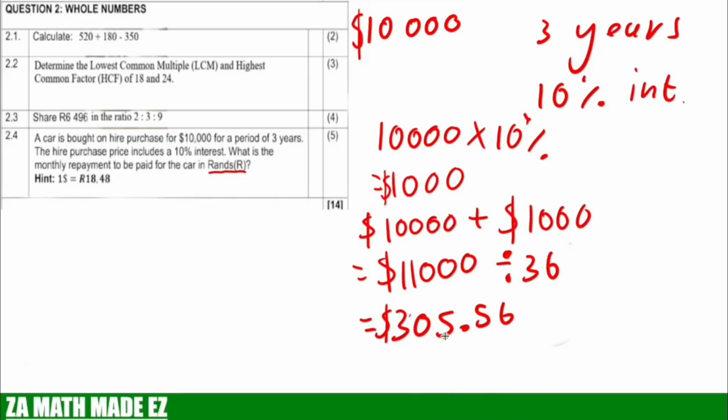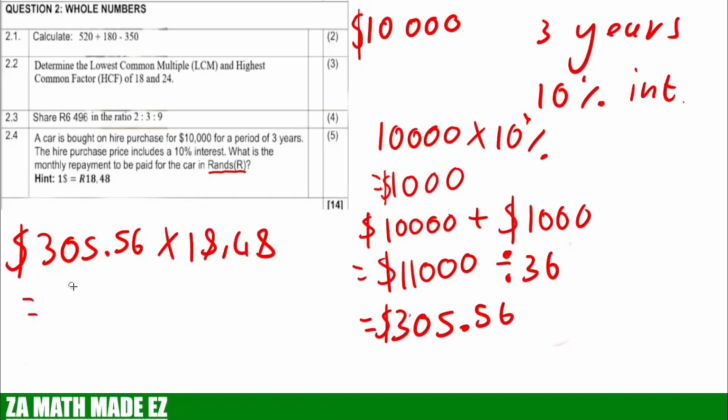But remember, this is the monthly repayment in dollars, and they are asking for the monthly repayment to be paid in rands. So what you must do is multiply this by the exchange rate of 18 rand and 48 cents. So let's take $305.56 and we times that by 18.48. That would make the monthly repayment 5,646.67 rands.